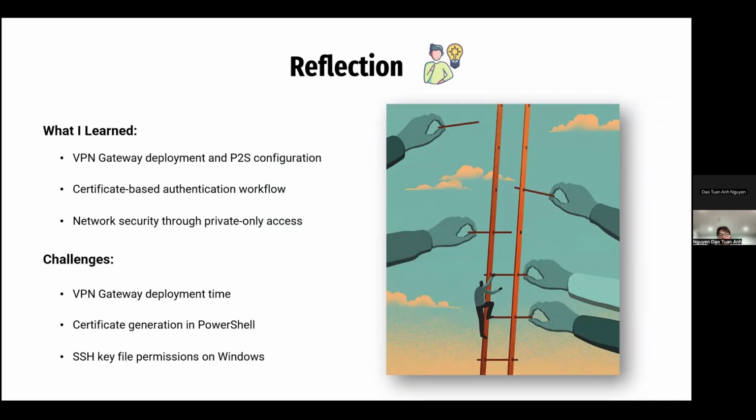Second, I learned how private networking works in Azure. The VM has no public IP, which means it's completely isolated from the internet. The only access path is through the encrypted VPN tunnel. This is a real-world pattern for securing cloud infrastructure.